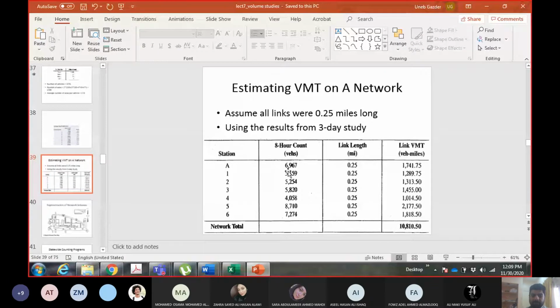So you take this value 6967 multiplied by 0.25, you get the vehicle miles traveled of the link on which you had station A, and then you take 5159, which is the average 8-hour count for station A, and you multiply with the length of the link, you get 1289.75, which is the vehicle miles traveled on the link which had station 1. Okay, so you have vehicle miles traveled for each link, and then you add them together, you will get vehicle miles traveled for the entire limited network. This network, okay, the network which was around these stations.